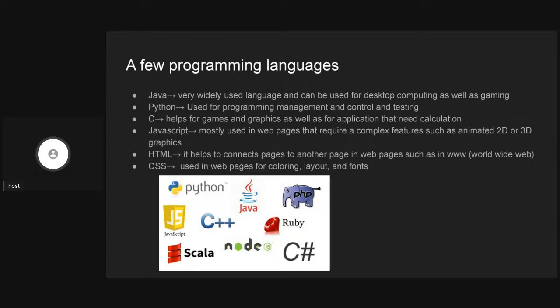HTML. This helps to connect one web page to another, such as in www, which is the World Wide Web. This is also used in websites, and this is one of the main things people use to build their own websites, or the blogs that you see being written. The web page itself, if you see the code in the background, is written in HTML, and it's very useful.